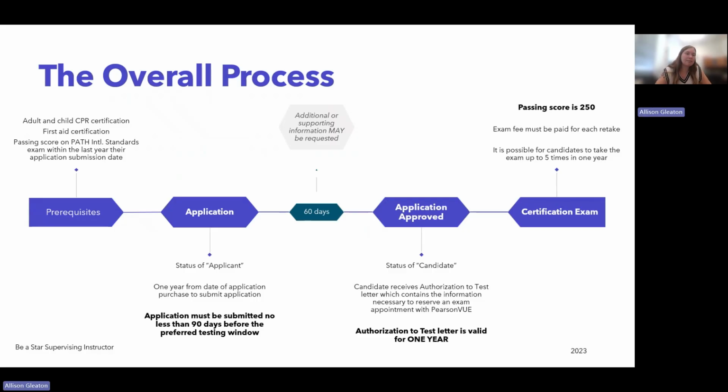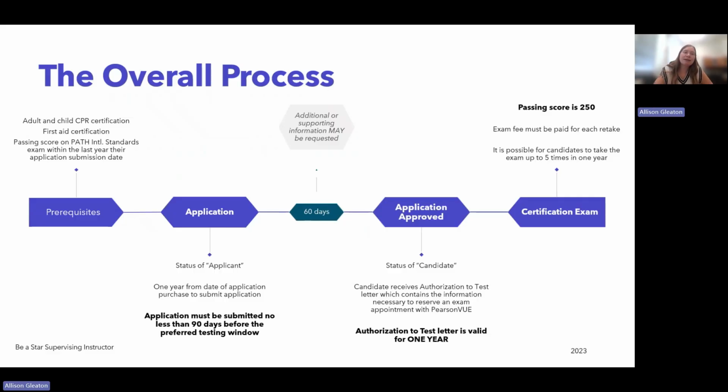Then the final step of the process is, of course, taking the certification exam. The passing score for that is 250 points out of a possible 300. So that 250, that's the cut score. Candidates need to get a minimum of that in order to have passed the exam. If they are unsuccessful in passing the exam, they can retake it.